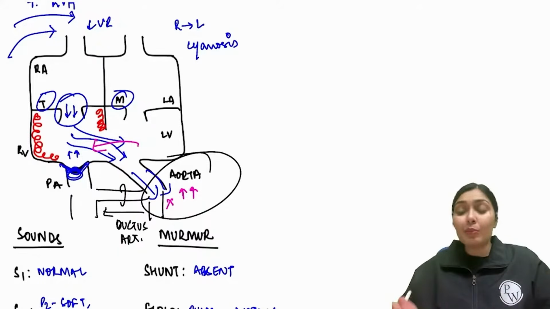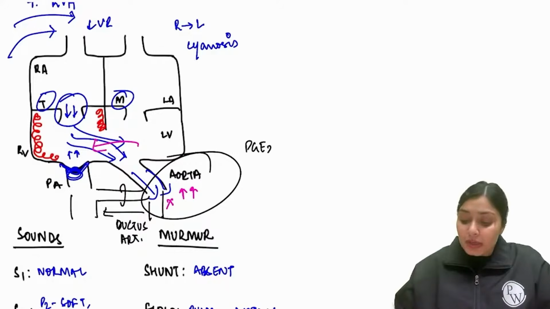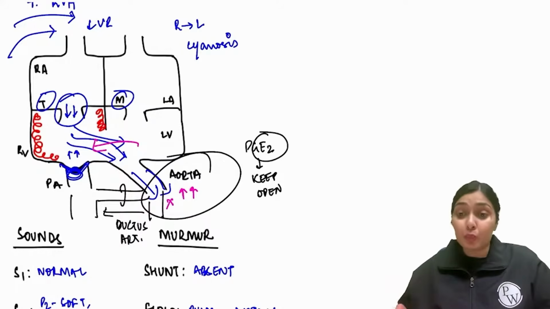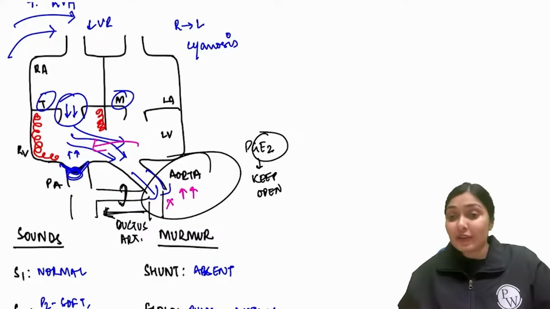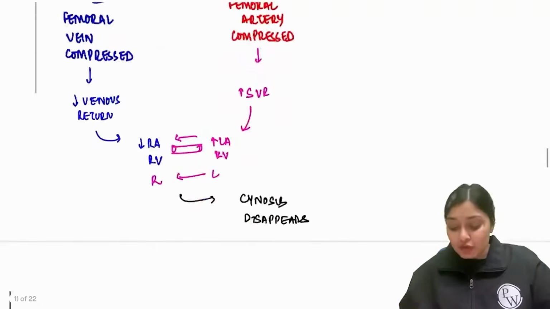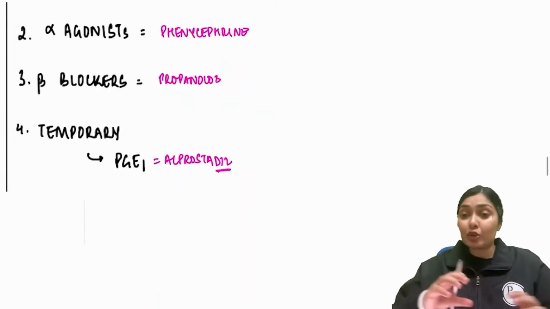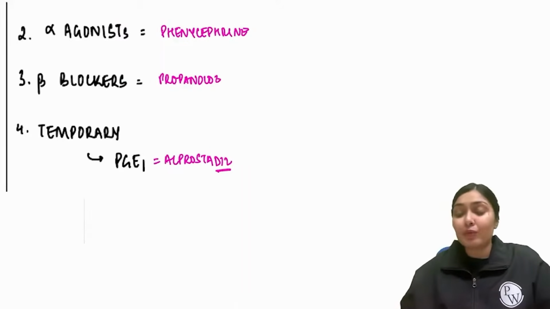So normally in our body, PGE2 keeps this duct open. This is the normal. PGE2 keeps the duct open. So if I give a prostaglandin analog, PGE1, this will temporarily keep this duct open. So there will be a left to right shunt. So this is a temporary measure in which we keep the duct open so that there is a slight left to right shunt.